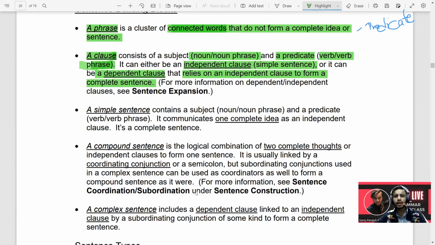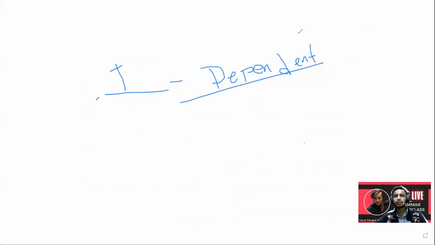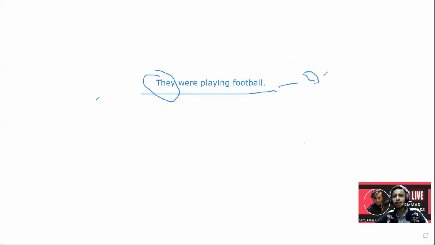Now guys, let's try to identify what a dependent sentence is. Okay, come on. Right here, I said that they were playing football. Now, anybody, guys, can you guess what this is? Either it's dependent or independent. Can anybody guess over here what these things might be? Yes, guys. What is this sentence? Either it's dependent or independent.